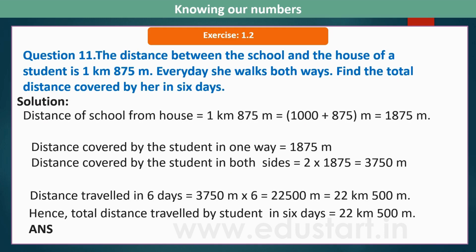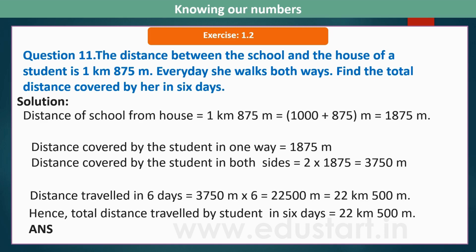The distance between the school and the house of a student is 1 kilometer 870 meters. Every day she walks both ways. Find the total distance covered by her in 6 days. Okay, so what is the question? We need to find how much distance she covers per day, and we have to find it out for 6 days. Now let's go through the solution.